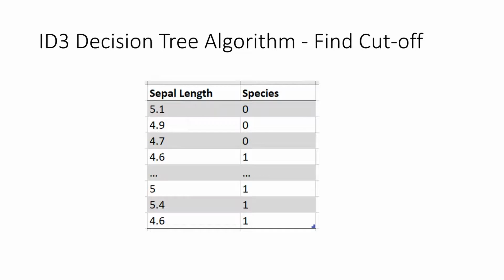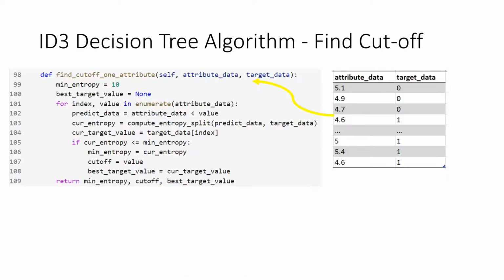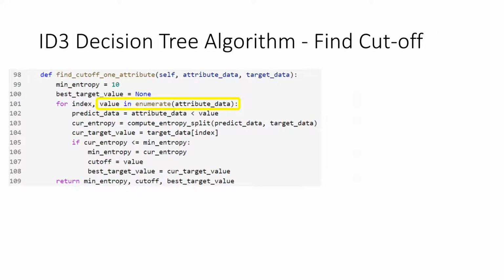The first key point is how to define the best cutoff value of an attribute. For example, the sepal length is the attribute data, and the species is the target data. The find cutoff one attribute function takes two inputs, the attribute data and the target data.